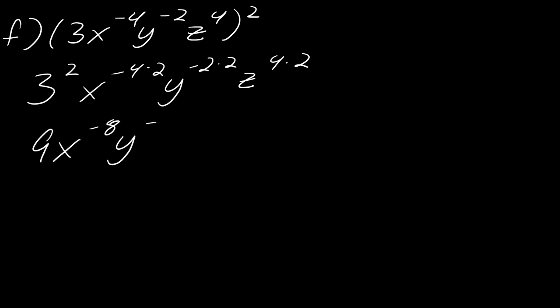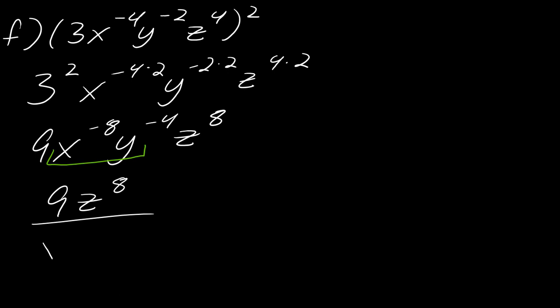So if I continue to evaluate all of this, now I can't have negative exponents, right? So these 2 letters here need to go to the bottom. The 9 stays on the top. So this will be 9z to the 8th over x to the 8th, y to the 4th, and we're done.